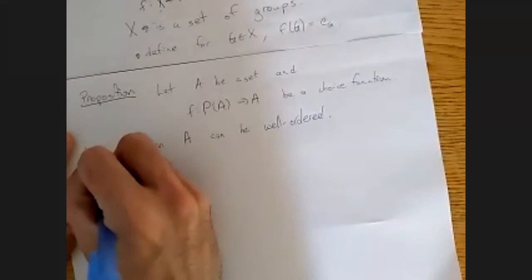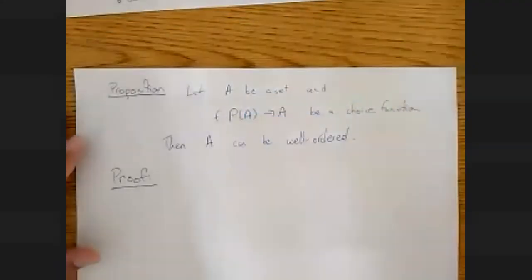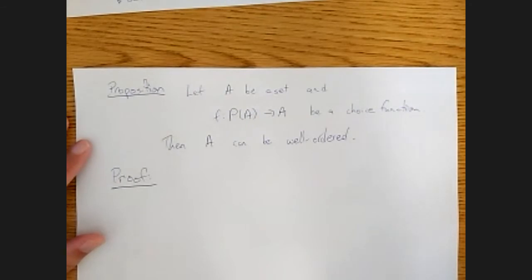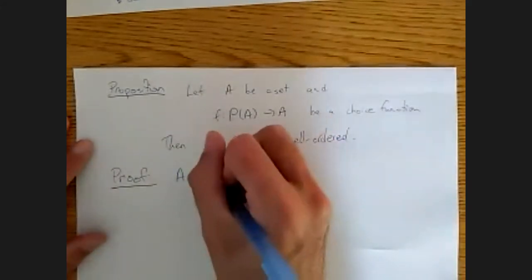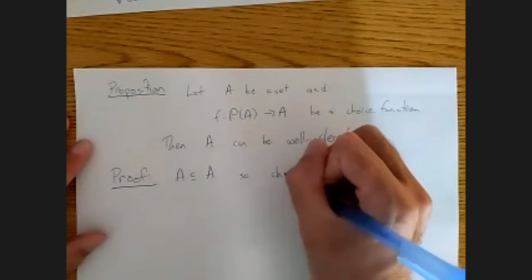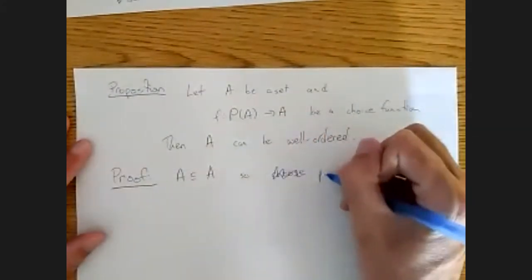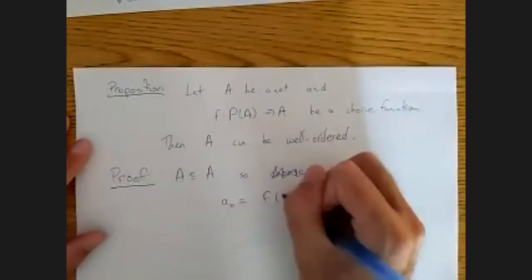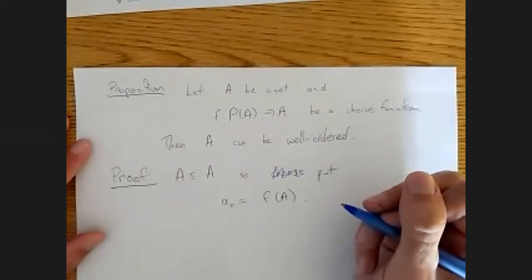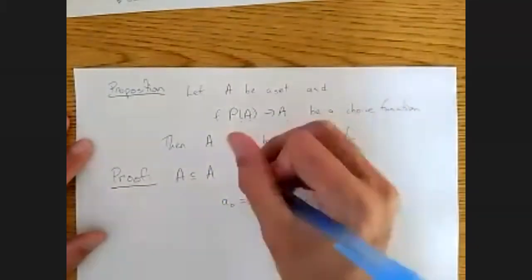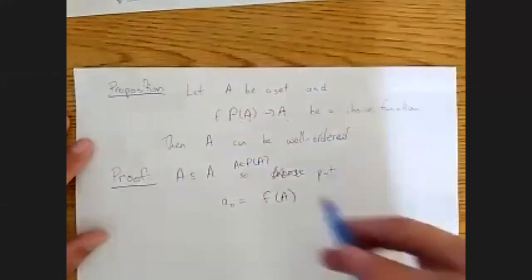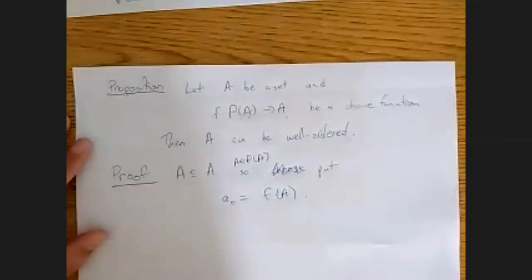So the sketch of the proof, this is only a sketch as I'll explain, but the idea is: how do you choose the least element? Well, you look at A as a subset of A. So we'll put A0 to be f of A, because we have a function from the power set of A to A. A is a subset of A, so A is an element of the power set, and so f of A is an element of A.